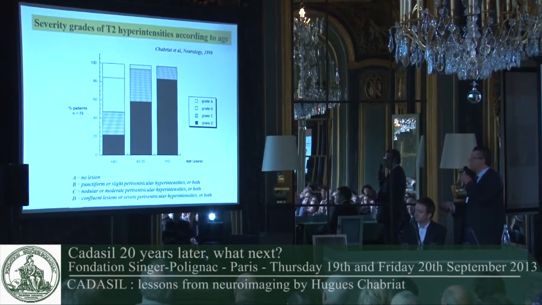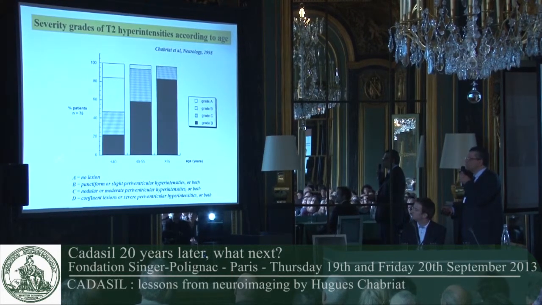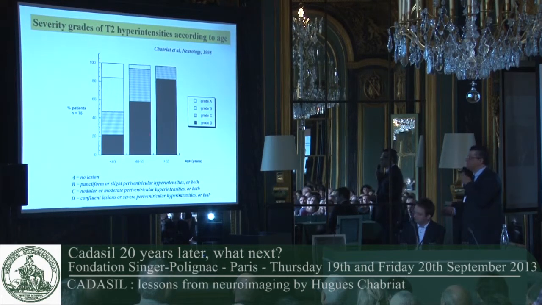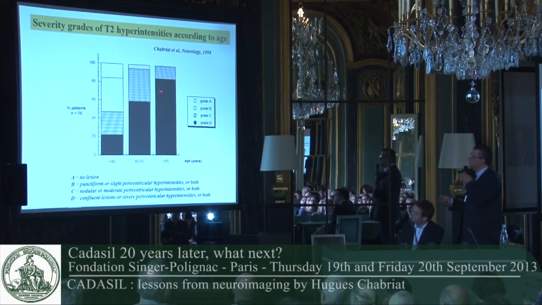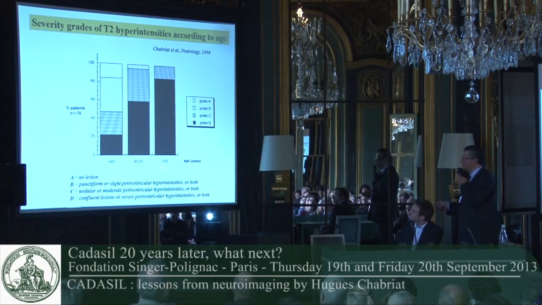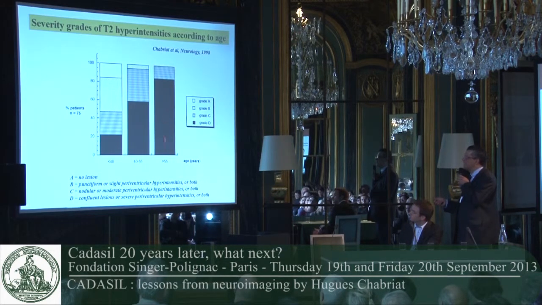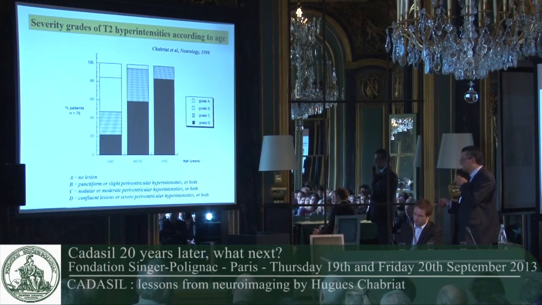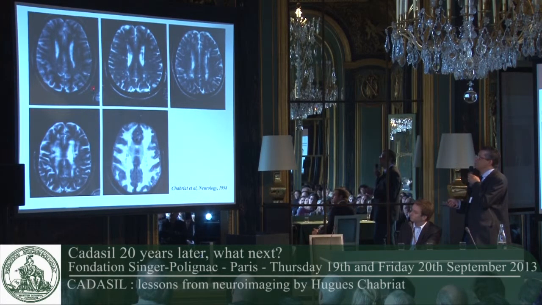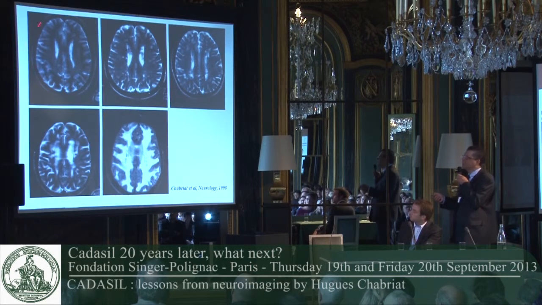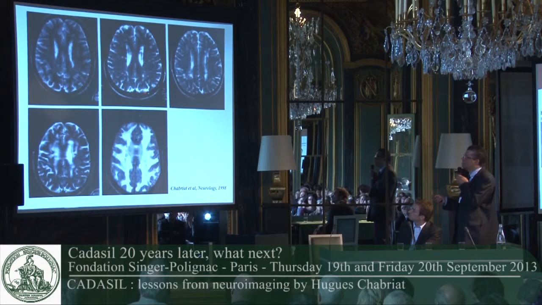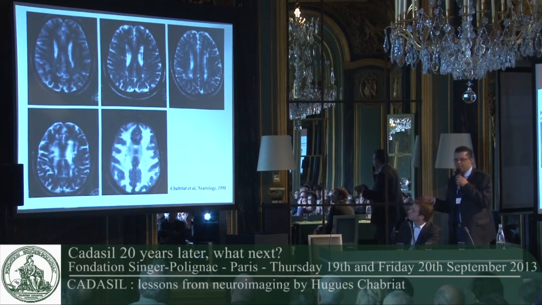We have shown a long time ago that there was a huge age effect on the development of lesions in CADASIL patients, and that more than 80% of patients of age higher than 55 present with widespread confluent lesions in CADASIL. You can see here the white matter lesions of a subject who was 20 years of age, who had no symptom. This one was 30 years of age. He had a history of migraine with aura.